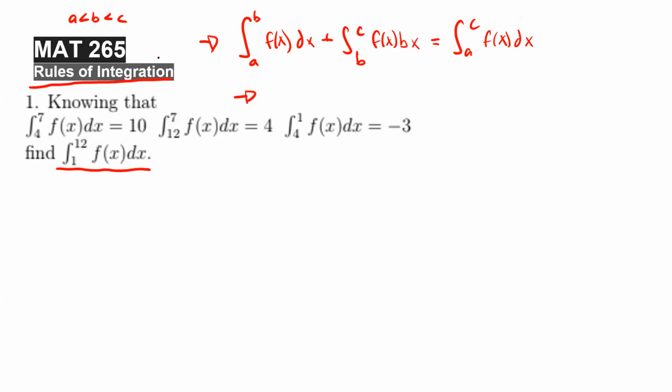And another property, knowing that a is less than b is less than c, is that the integral from b to a of f of x dx is actually equal to the opposite, or the negative, of the integral from a to b of f of x dx. So how can we use these two properties to help us find the integral from 1 to 12 of f of x dx?